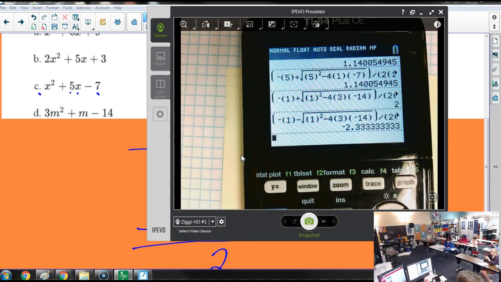And then divided by 2, and then what? Your 2A, right? So your A here is 3. Your A in part D. So then it's 2. So practice this, test: do you get 2 and negative 2.33 repeating forever? It's minus. Yes, I did.